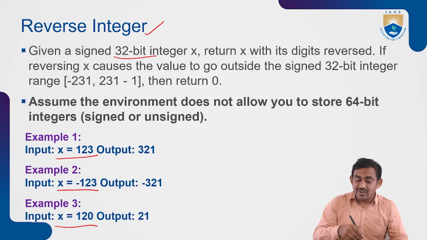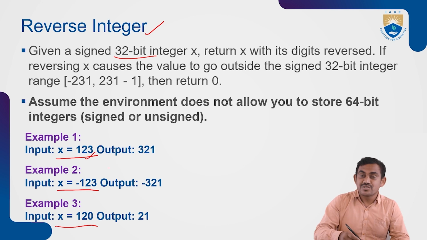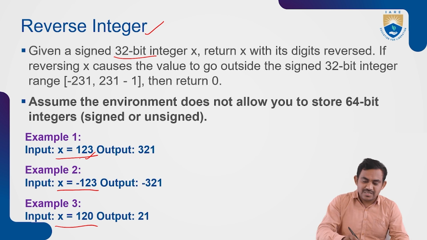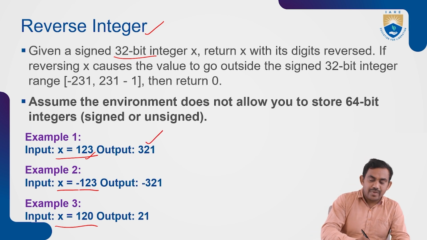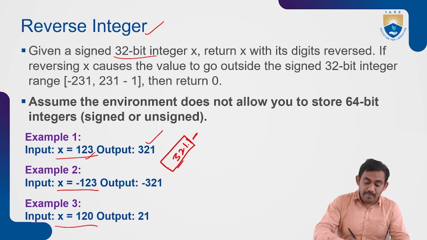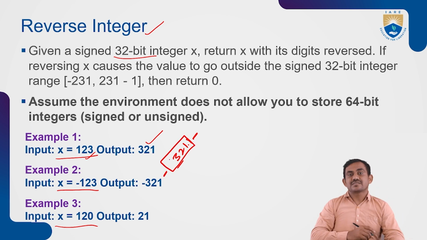Now, what do we need to return? If your number is 123, you need to return the reverse of that particular number. 123 reversed means 321. Here, minus 123. In general, reverse would give 321 minus, right? But in this case, not minus. Here, for minus 123, we need to return minus 321.